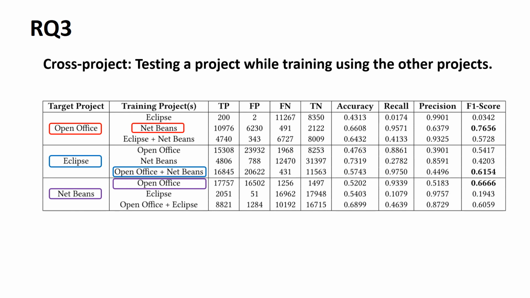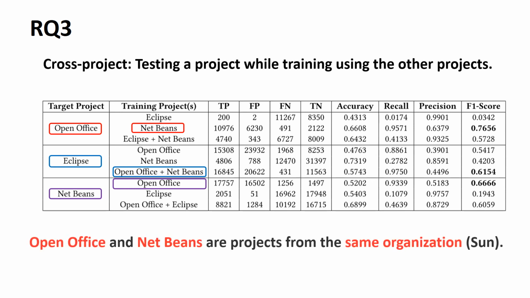By consulting relevant information, we find that OpenOffice and NetBeans are projects from the same organization. Projects developed by the same organization may have a lot of similarities. That is, when a target project lacks labeled data, an alternative solution is to build a cross-project model by learning from another similar project when using our approach.